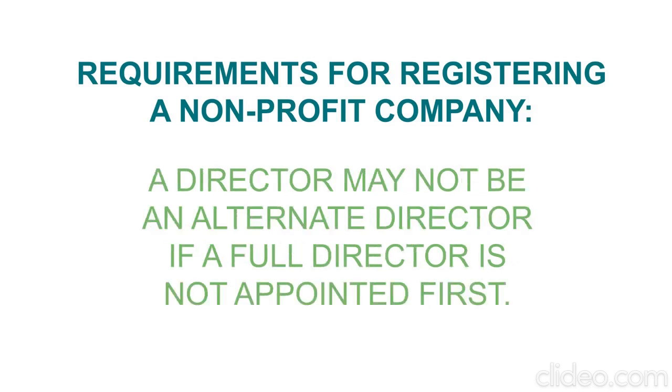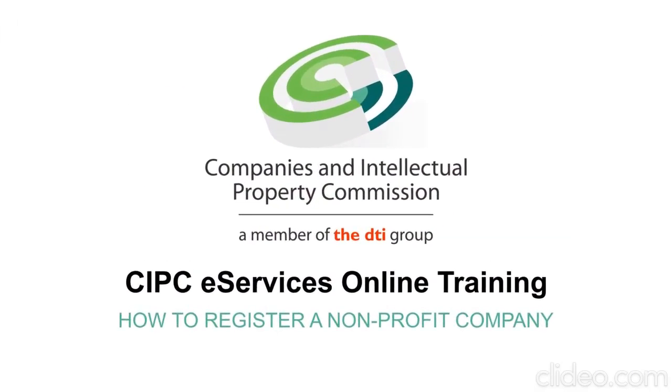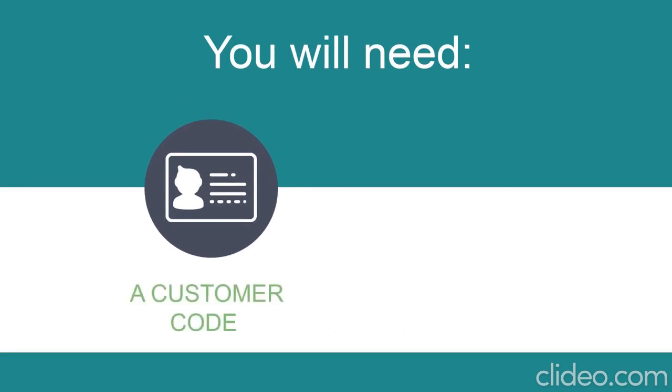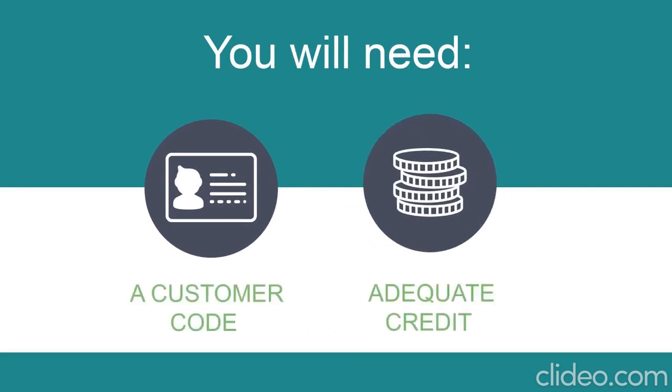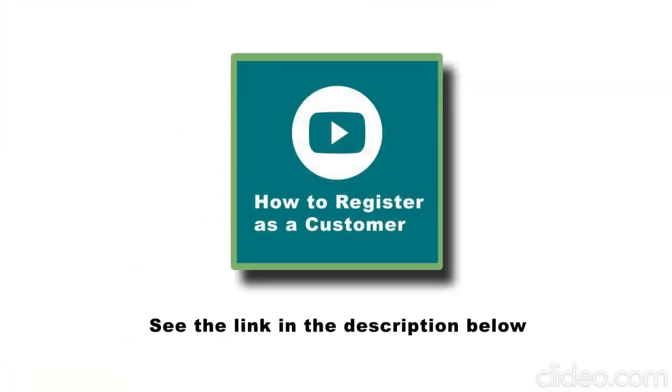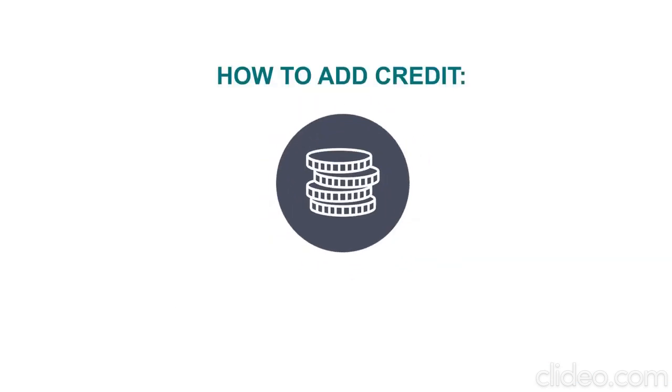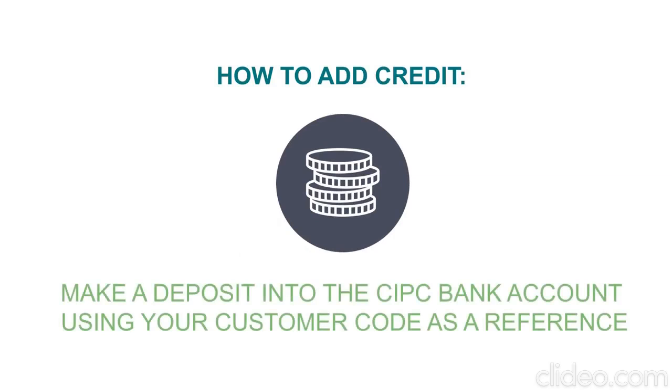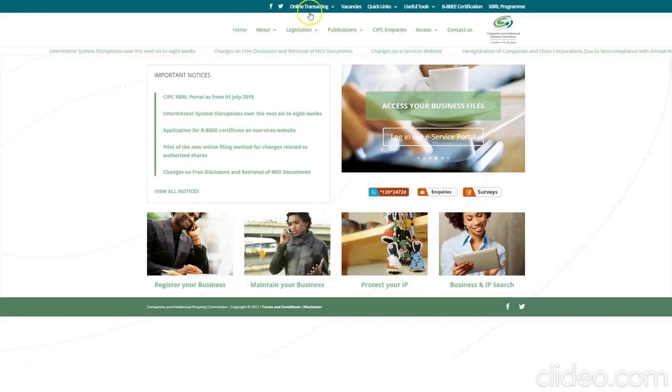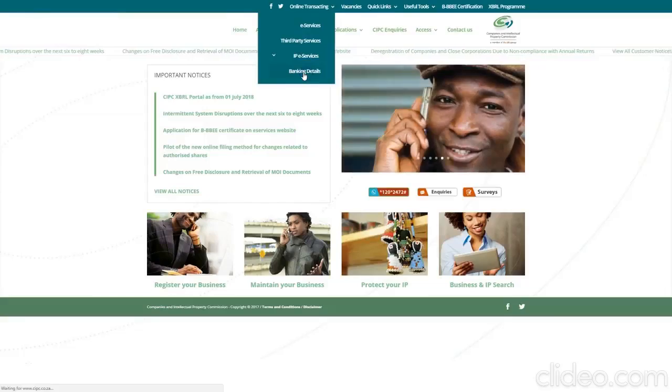A director may not be an alternate director if a full director is not appointed first. To register a non-profit company, you should have registered as a customer and have adequate credit in your customer code. If you have not done so yet, please see the video on how to register as a customer. To add credit to your customer code, you will need to make a deposit into the CIPC bank account using your customer code as reference. The banking details can be found on the CIPC website.